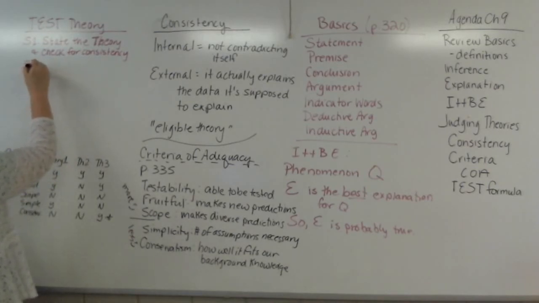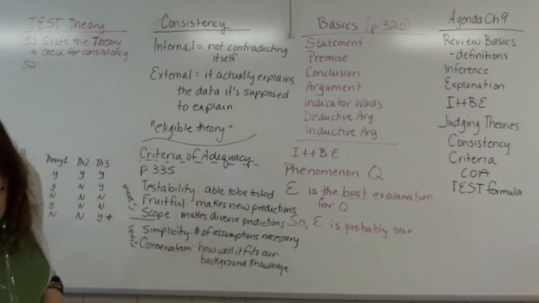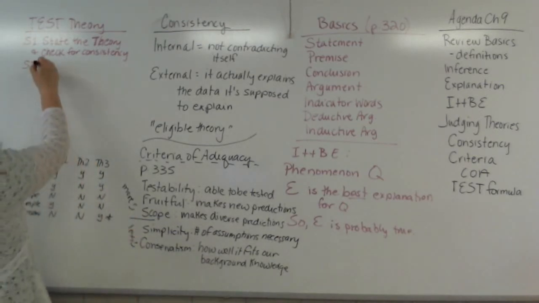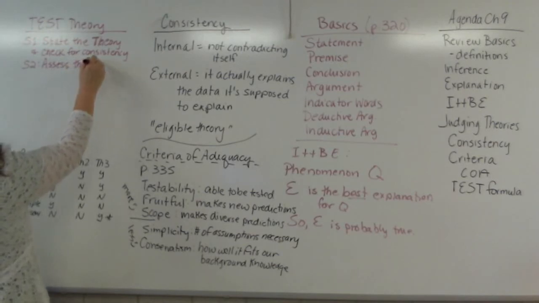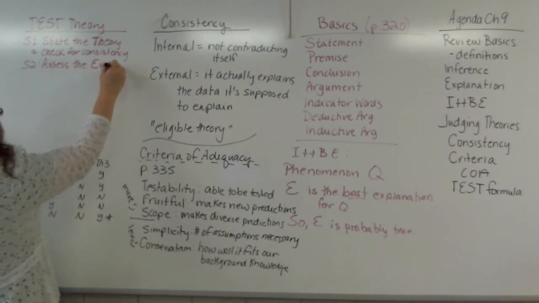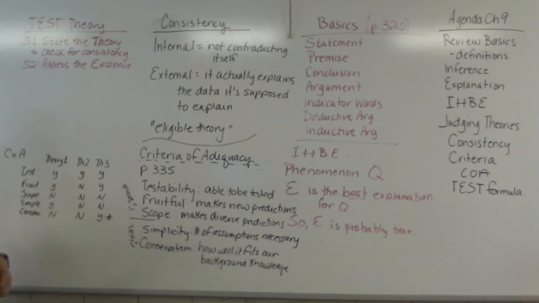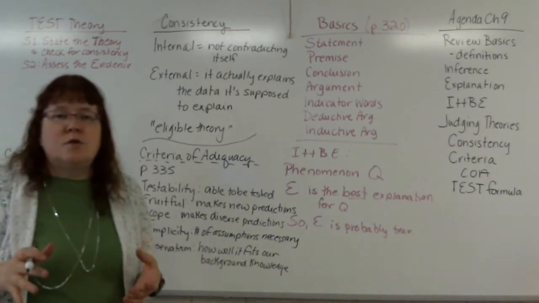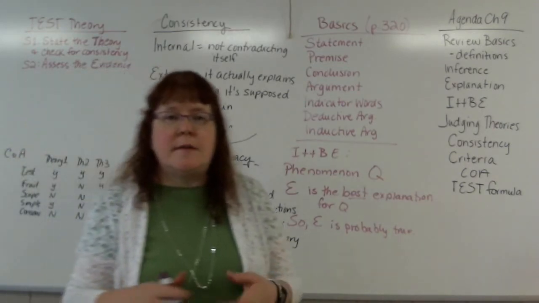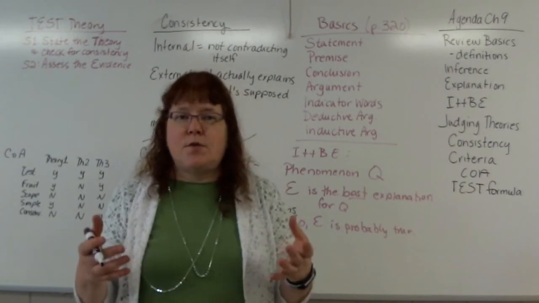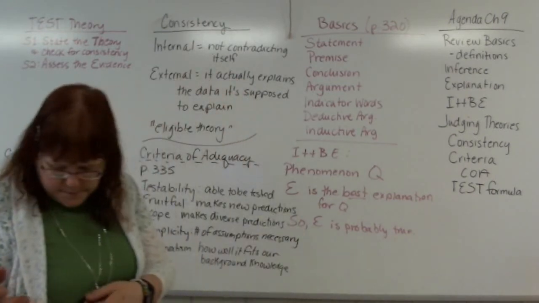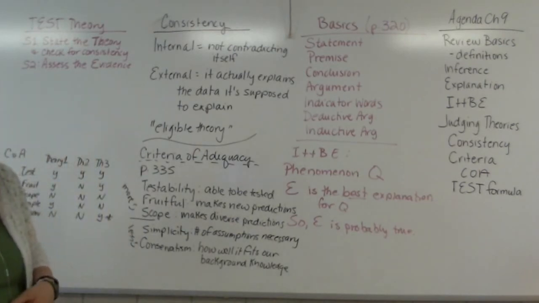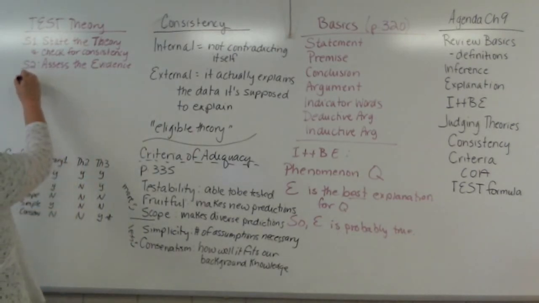Step 2, okay, is assess the evidence, okay? My second letter is E, evidence that the theory is based on, okay? Make sure that the evidence is true, comes from reliable sources, makes sense for what we're looking at, actually answers the question, all those fun things, okay? So assess the evidence.